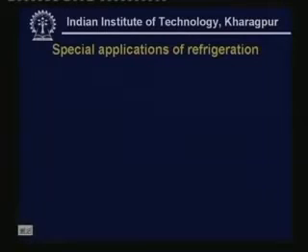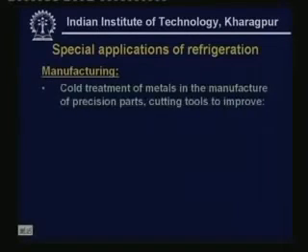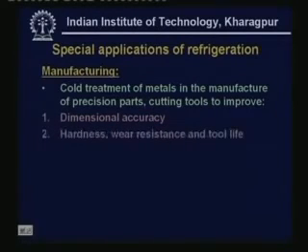And let's look at some of the special applications of refrigeration. Refrigeration is required in manufacturing, because in manufacturing, cold treatment of metals and precision parts and cutting tools is carried out to improve the dimensional accuracy of the precision parts and to improve the hardness, wear resistance and tool life of various materials and tools. So this is one of the very important applications of refrigeration in manufacturing.